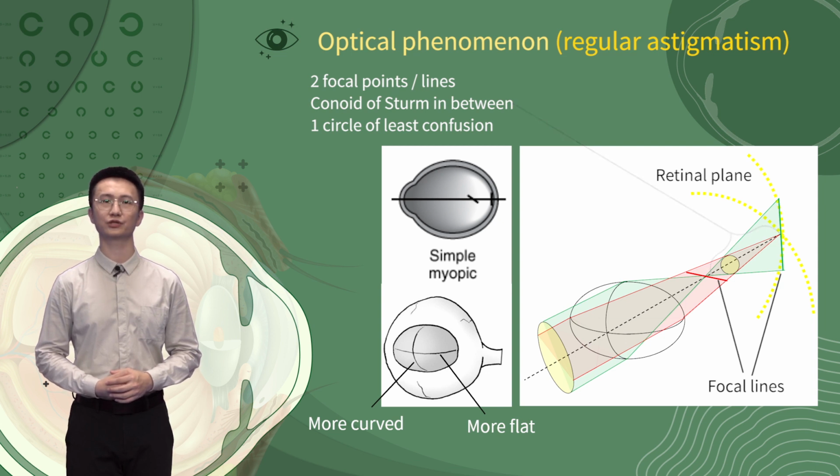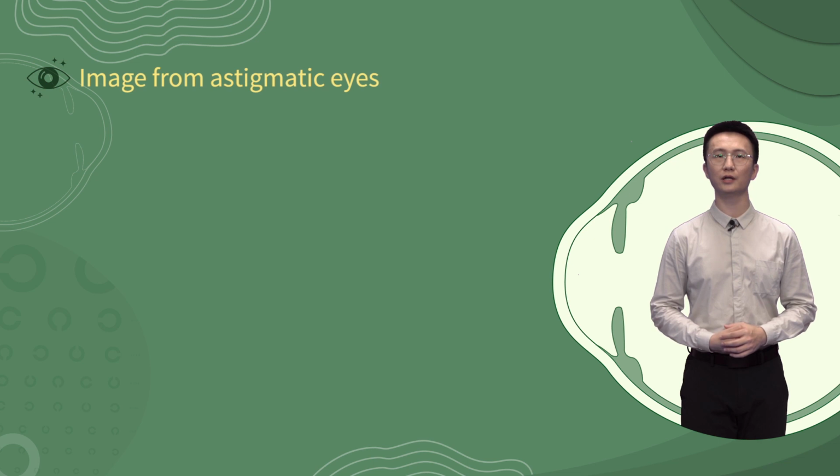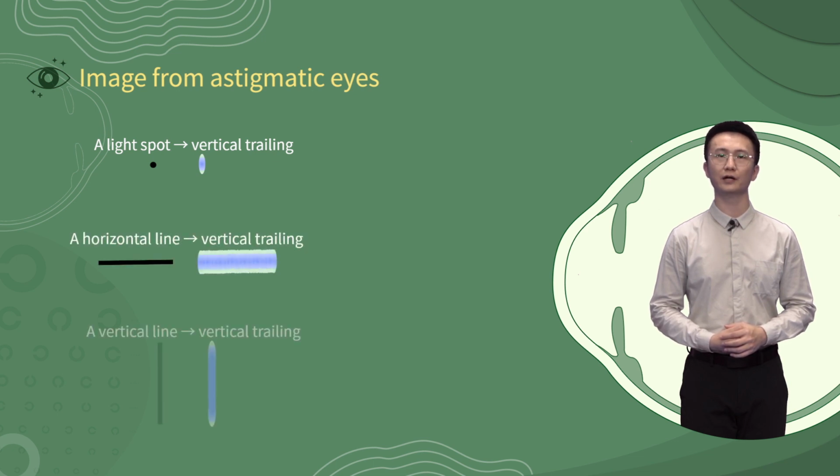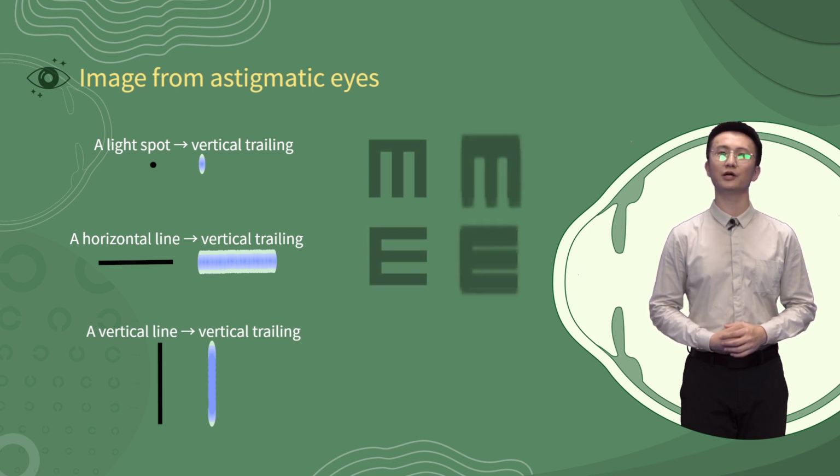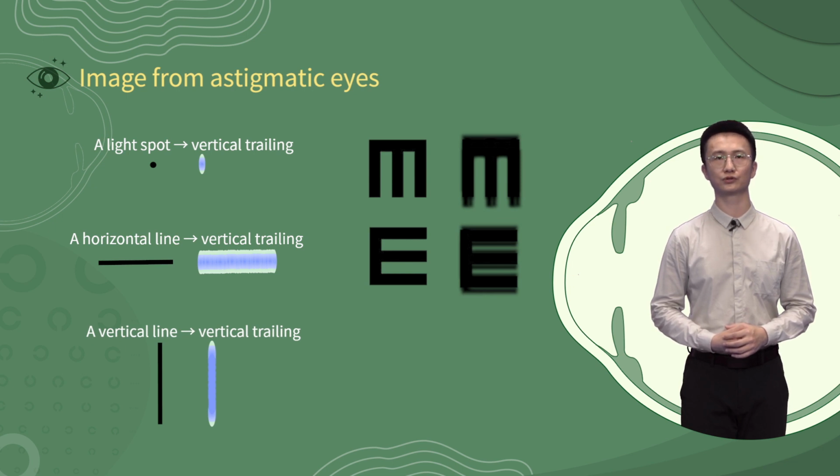In the space between the focal lines, the interval of Sturm, the cross section of the image is oval. Only in one position will the cross section be round, which is called the circle of least confusion. Therefore, in an eye with with the rule and simple myopic astigmatism, a line spot will appear in the form of vertical trailing. Similarly, this patient will feel that vertical lines are clearer than transverse lines, and a vertical E letter is much easier to distinguish.